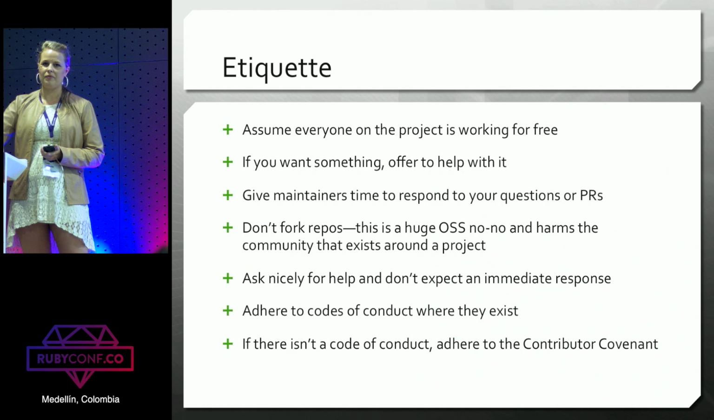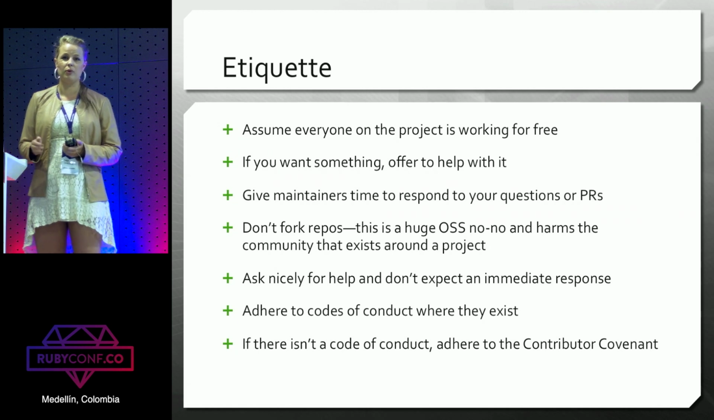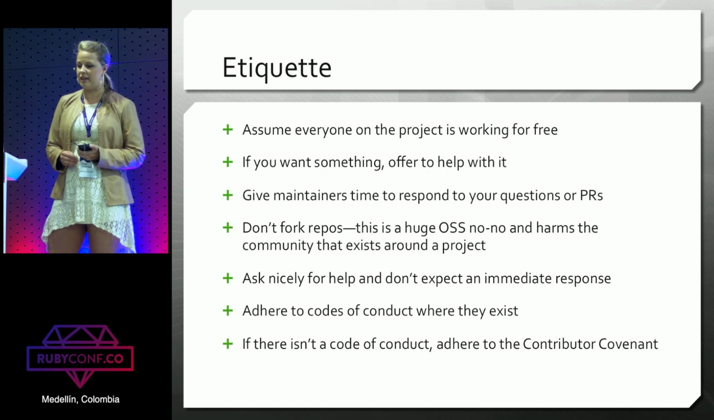So here are some final etiquette points. Like I said, assume everyone on the project is working for free. Never assume that this is somebody's job that they're obligated to do. If you want something out of a project and you're able to help with it, offer to do so. And if you're not able to help with it, acknowledge that you're asking essentially a favor of someone else. Give maintainers some time to respond to your questions and pull requests. Like I said, don't fork repos. I mean, it happens, but you need to understand the implications of forking a project. Do ask nicely for help and be patient with people while they find time to respond to requests.